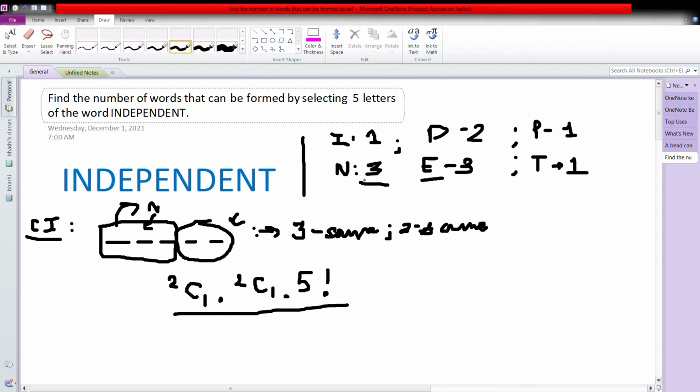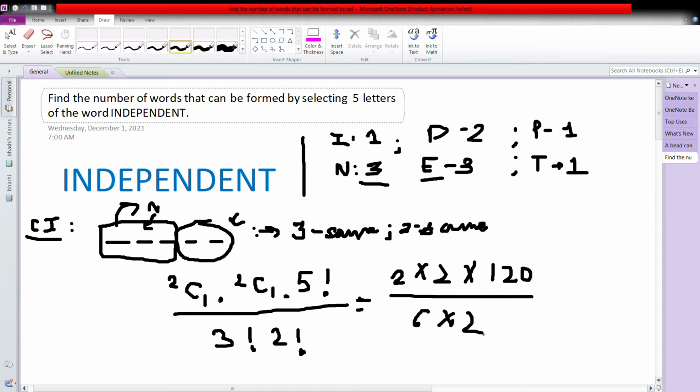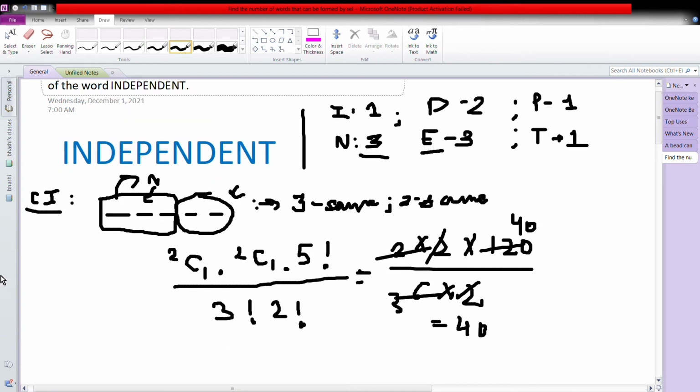But the N's, E's and D's are also repeating, so we have to put 3 factorial and 2 factorial in the denominator. Let's solve it. 2C1 is nothing but 2, and the other 2C1 is also 2. 5 factorial is 120, 3 factorial is 6, and 2 factorial is 2. Let's cancel and we easily get our answer as 40. So our first case is solved: the first 3 places have the same letter and the last 2 places also have the same letter of one kind.